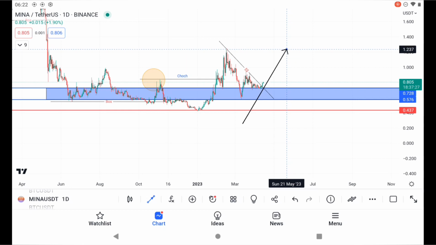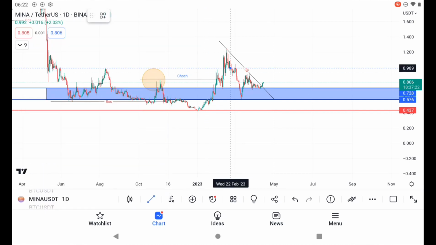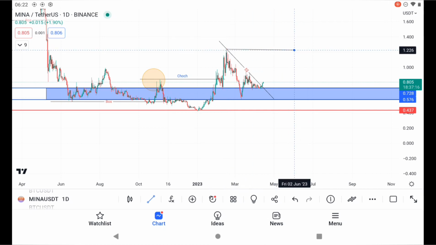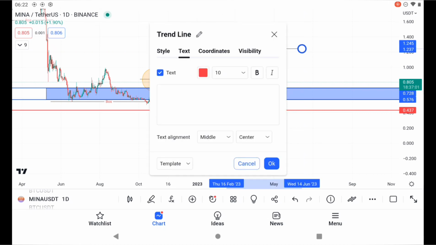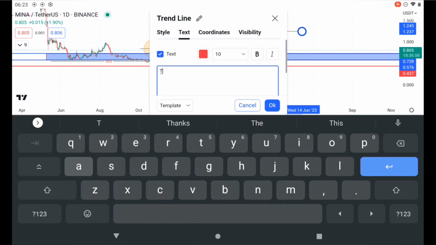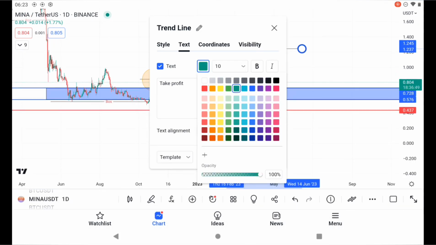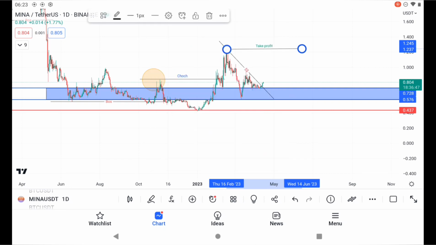Right now, here will be our take profit. This trend line, here will be our take profit zone. Now, right here is a what? A weak high, because it's going to be taken out very soon. That's why it's called a weak high. So here I'll put it as my TP, take profit. Let me put it in green color.